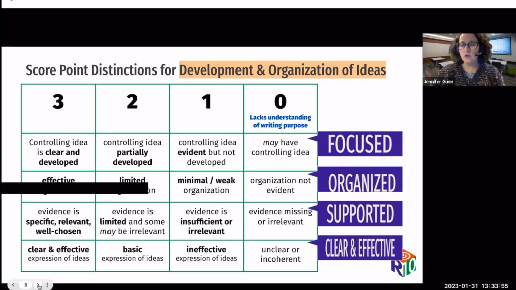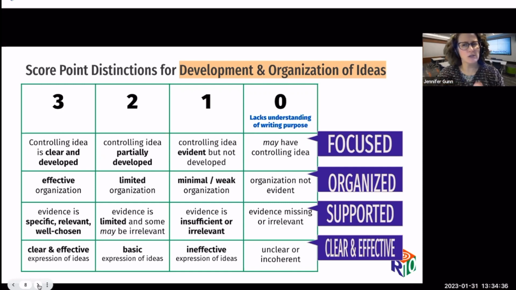Now, as you continue to look at the rubrics, I want to provide you a few score distinctions. So when we look at a 0, we need to note the descriptor that it lacks understanding of writing purpose. So it might not have understood the prompt or the writing task at hand. If you look at those descriptors for each of the 4 bullets under the development and organization of ideas, we may have a controlling idea. But a controlling idea alone is not enough to move them out of a 0.